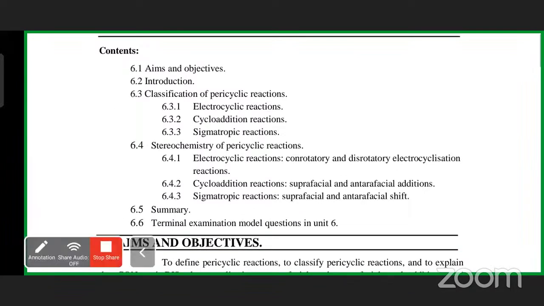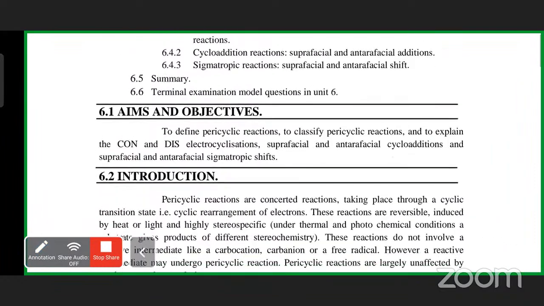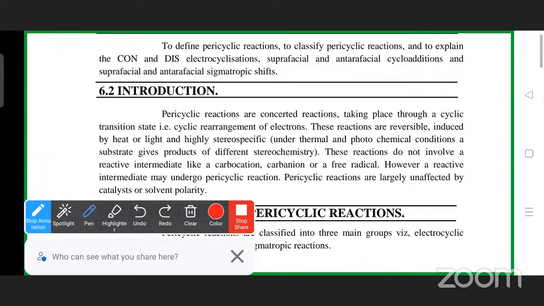Generally these pericyclic reactions are unimolecular or bimolecular reactions, and these are concerted reactions. The first feature of pericyclic reactions is that they are concerted reactions. What is meant by concerted reactions? Concerted reaction means single step reactions.